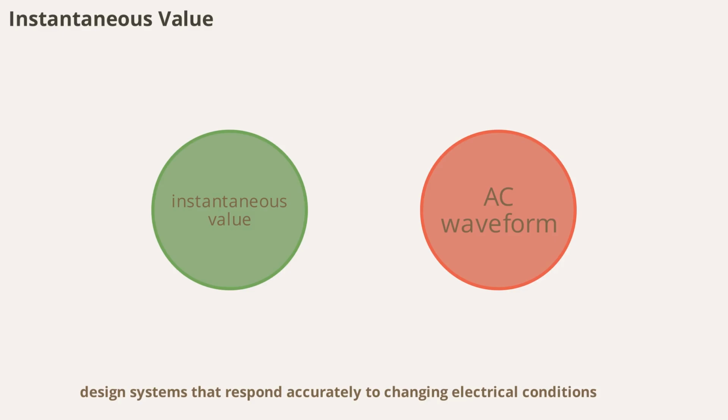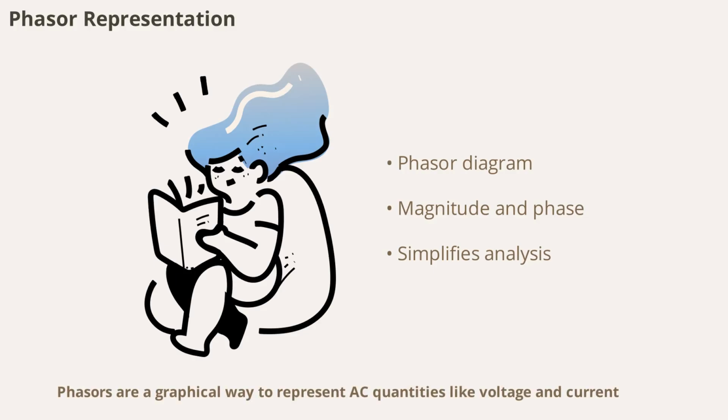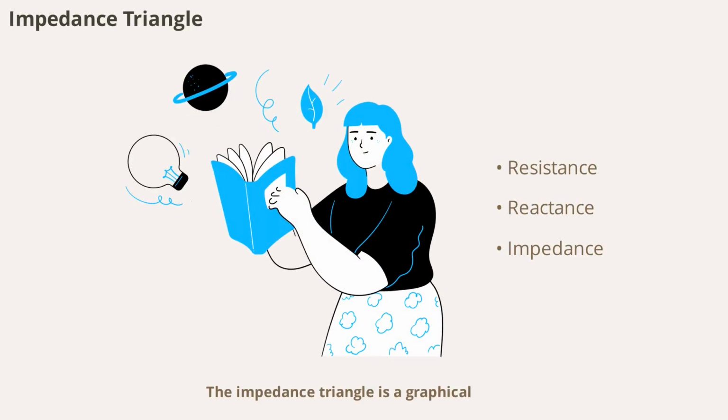Phasors are a graphical way to represent AC quantities, like voltage and current. A phasor is a rotating vector that shows both the magnitude and phase of a sinusoidal function. Using phasors simplifies the analysis of AC circuits, especially when dealing with multiple waveforms and phase differences. Phasor diagrams help visualize how voltages and currents add or subtract in complex circuits, making them an essential tool for electrical engineers.